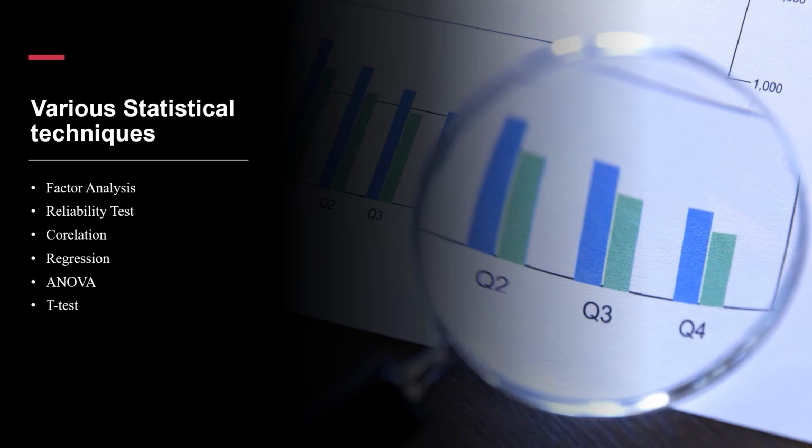These are the various statistical techniques which we'll cover in our course. The first is factor analysis, which is a very important technique we use in research. It is a statistical technique used to reduce a large number of variables into a smaller number of factors or dimensions. We commonly use it in research to identify the underlying factors that explain the pattern of correlation among variables. There are several purposes for which we use factor analysis in research.